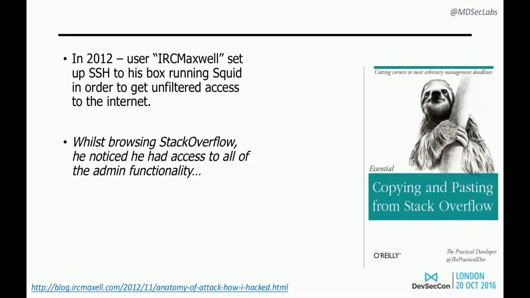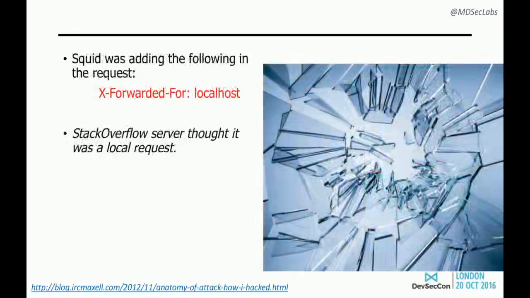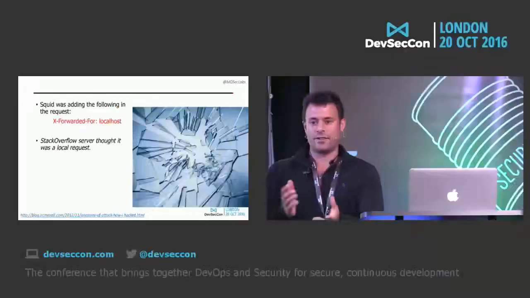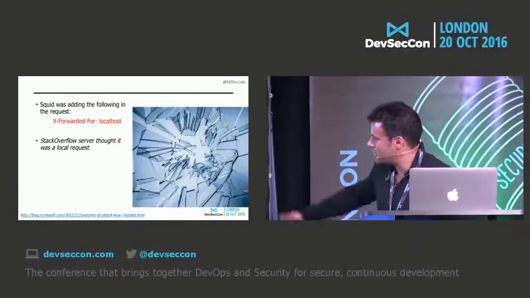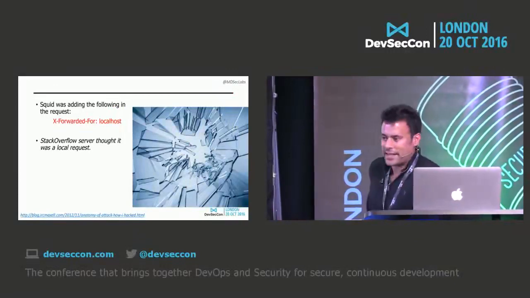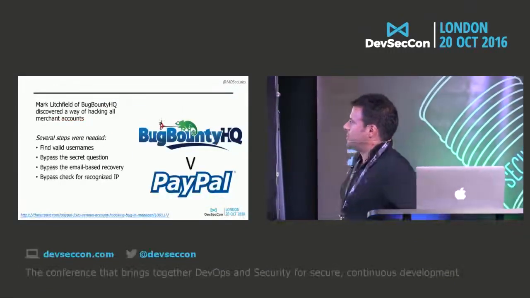The reason he got the admin menus, I don't know if it's immediately obvious, is that he's going through a Squid proxy. Squid proxy adds an X-Forwarded-For header to say who it's coming from, and it was X-Forwarded-For localhost. So when Stack Overflow got the request, it thought, oh, this is a local guy, show the local interface, because that's what we do. You can read more about it there. If he's hacking that by accident, how many people are doing it on purpose and keeping quiet about it?